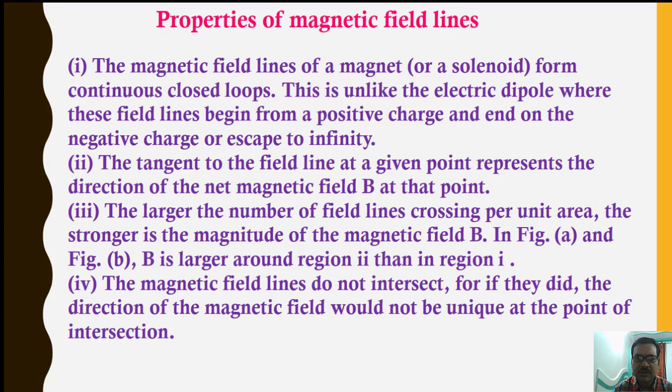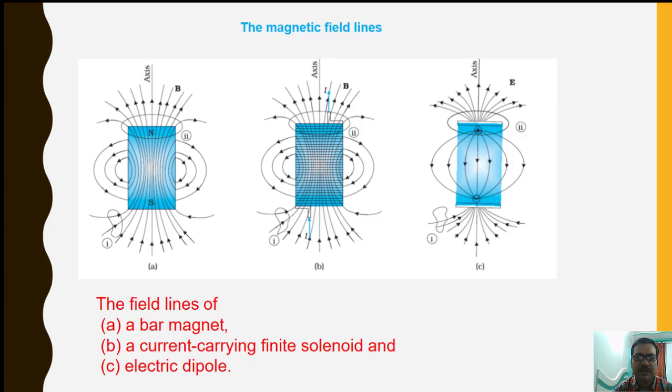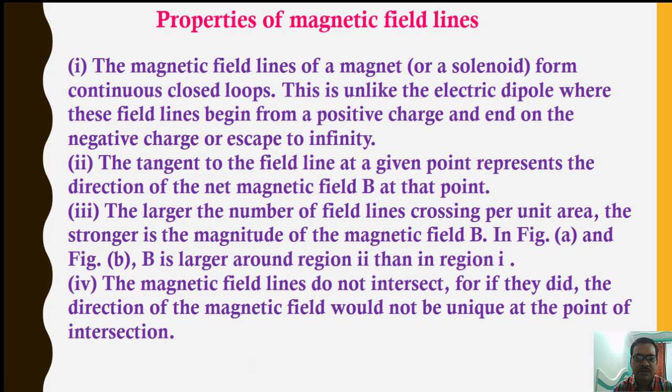So in the last diagram we can see here 1 and 2, in A figure and B figure. We can see that the magnetic field lines at 1 are more and at 2 are less, meaning B is larger around the region 2 than in region 1.